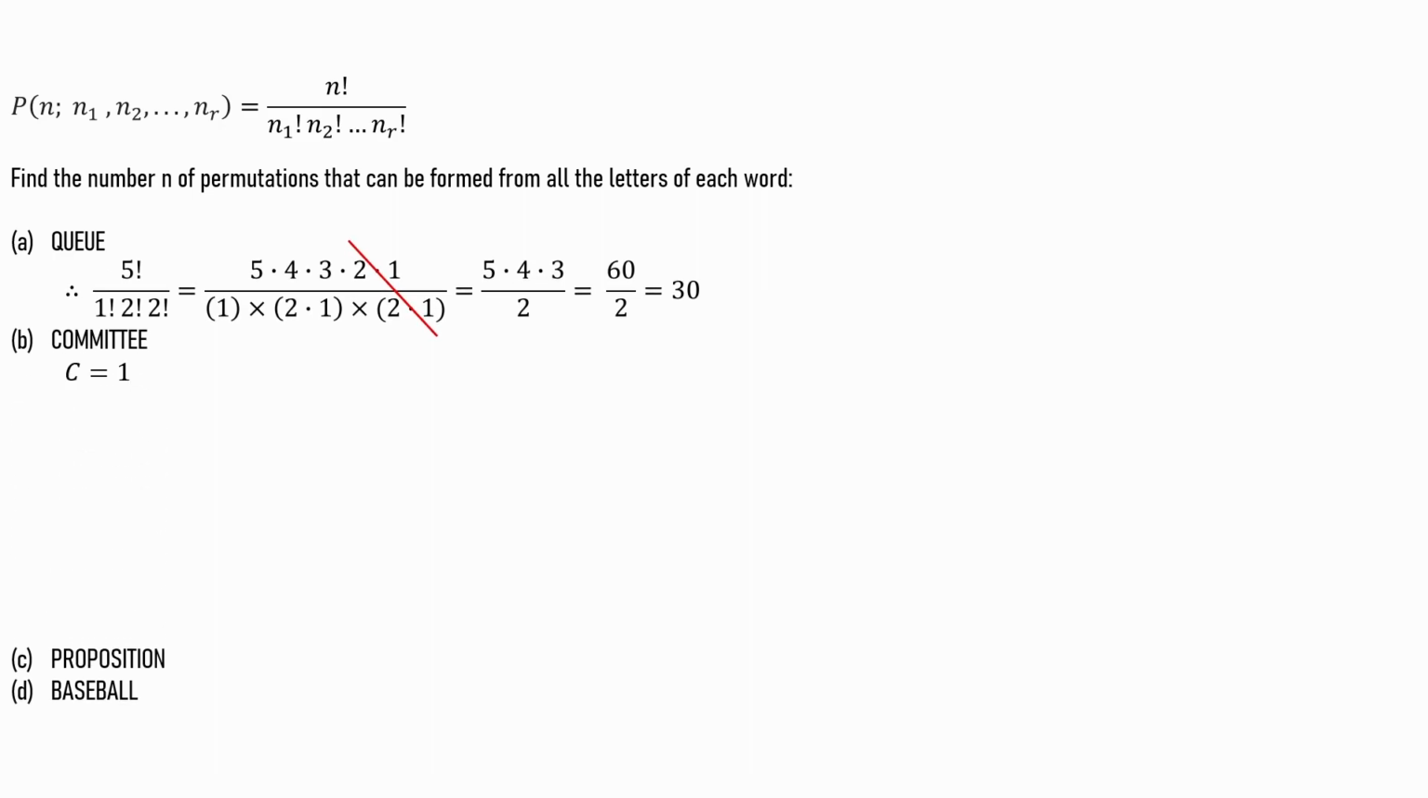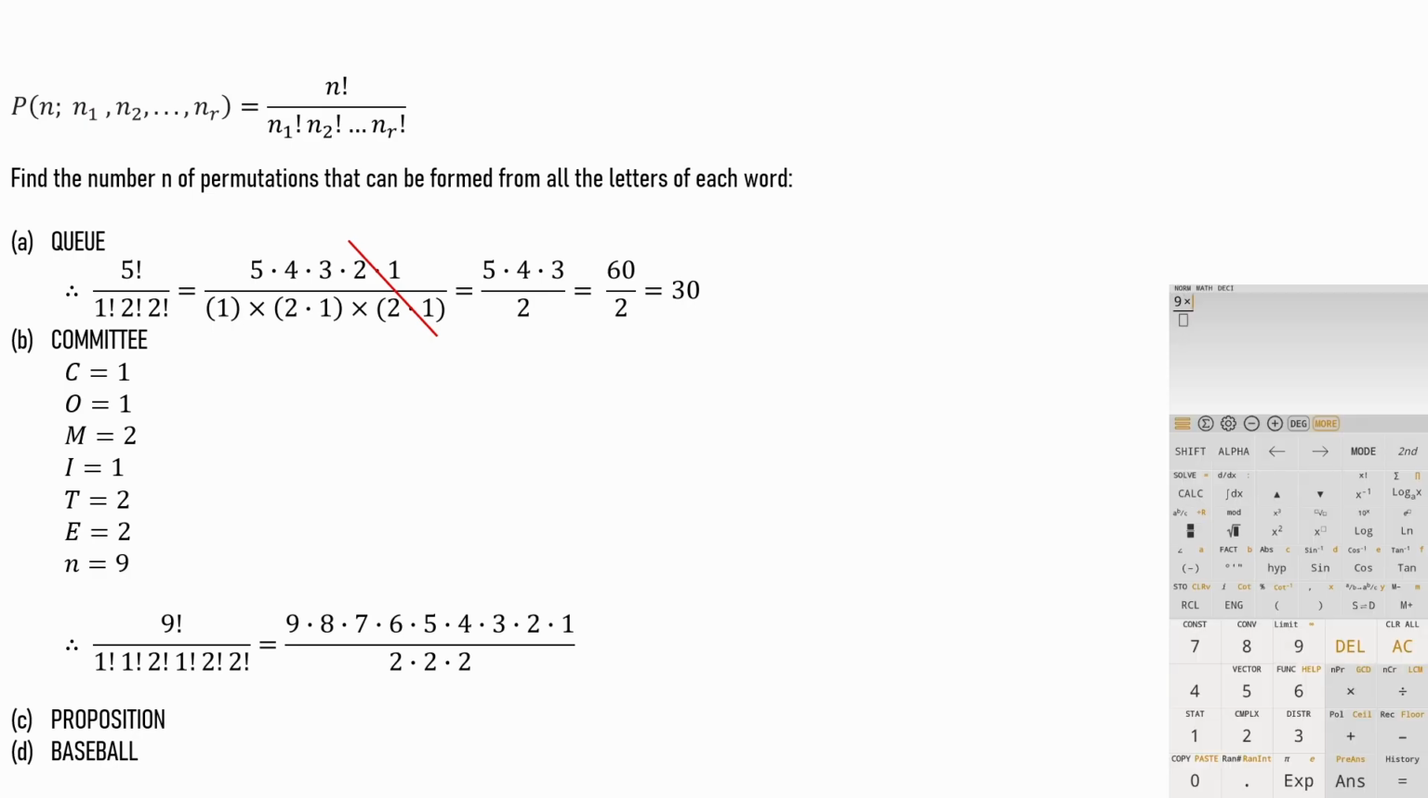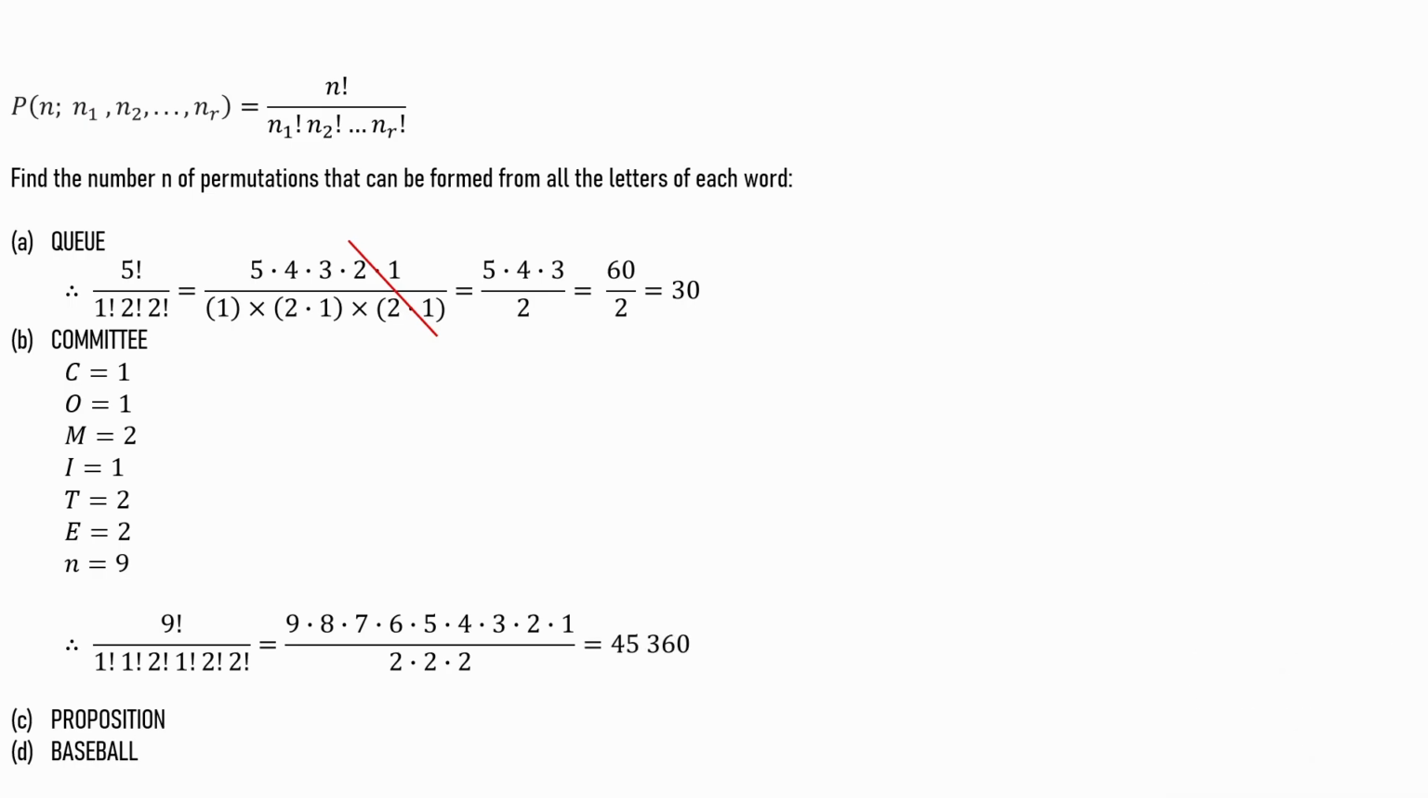Para naman sa committee, so isang C, isang O, dalawang M, isang I, dalawang T, tsaka dalawang E. So, total number ay n, kaya 9 factorial over yung sa C, O, M, I, T, E na magkakatulad kung ilan yung dami. So, product nun na naka-factorial. Ganito yung form. Therefore, 9 times 8 times 7 times 6 times 5 times 4 times 3 times 2 times 1 over yung 2 times 2 times 2. So, therefore, merong 45,360 permutations from all the letters of the word committee.